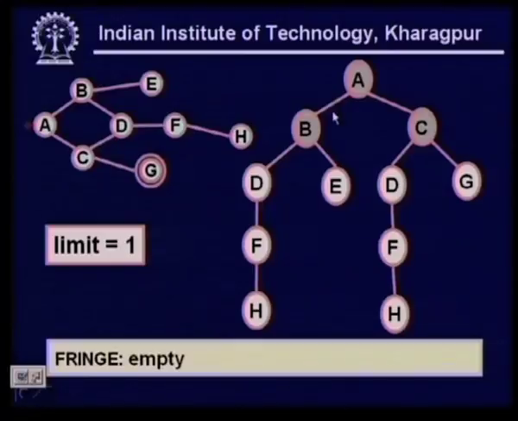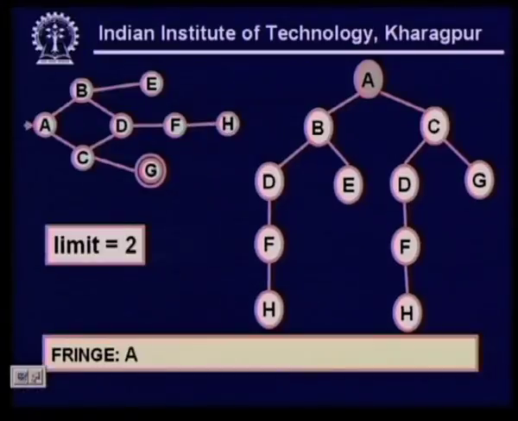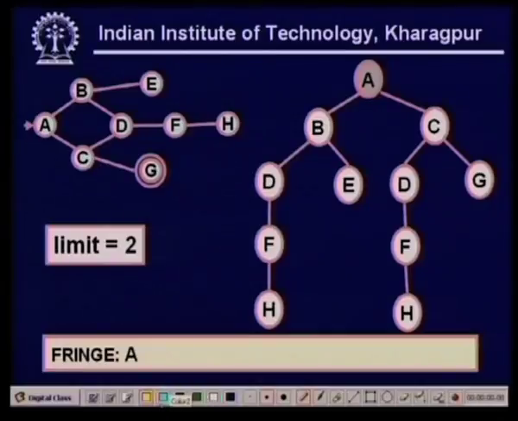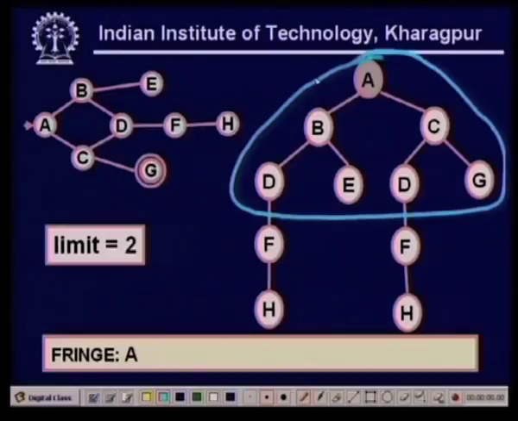So, this illustrates the second iteration of IDS. In the third iteration, limit is set to 2, and in this iteration, this tree will be searched in depth first manner.